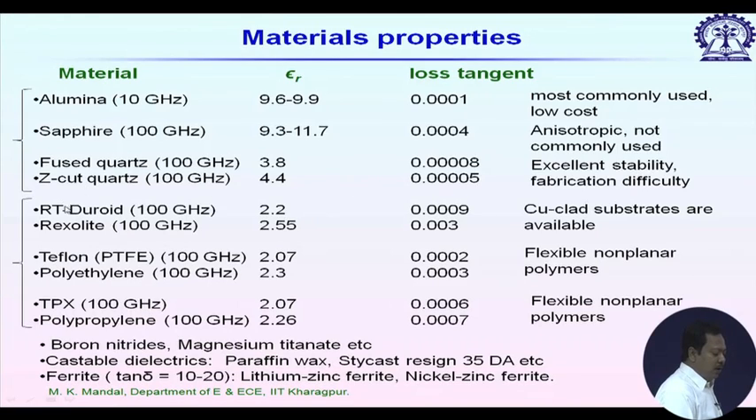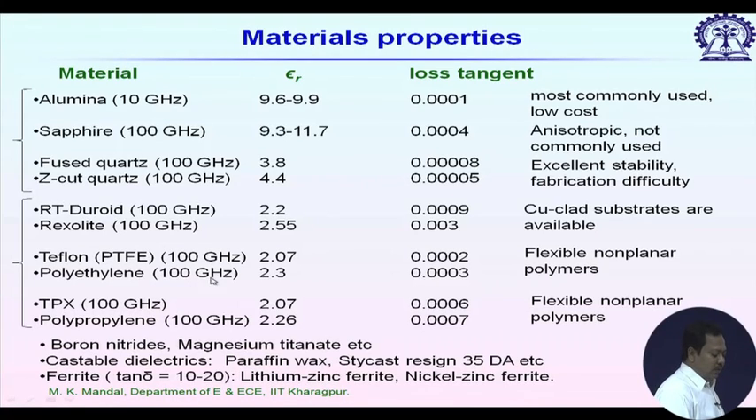Then the popular Duroid substrate, it is Duroid 5880, with typical epsilon r 2.2. Then this Rexolite substrate, 2.55, and for these two types copper clad substrates are available. That means the dielectric slab with top and bottom metallization. Then the PTFE substrate, Teflon as it is commonly called, typical dielectric constant 2.07 at 100 gigahertz.